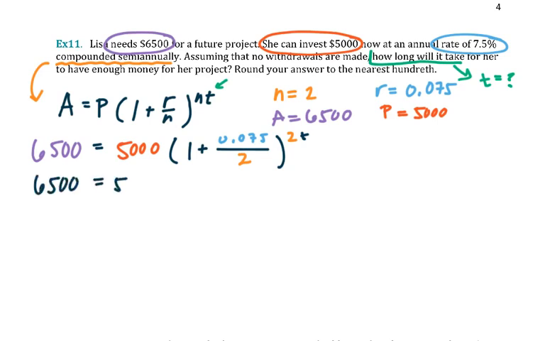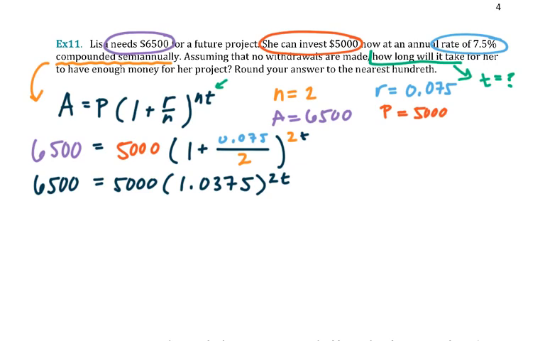6,500 equals 5,000 times 1.0375 to the 2t. That just made it look a little easier to deal with. Now we need to solve for t, and t is in the exponent. So in this situation, we are solving an exponential equation, and when we're solving an exponential equation, we generally will use a log to solve.